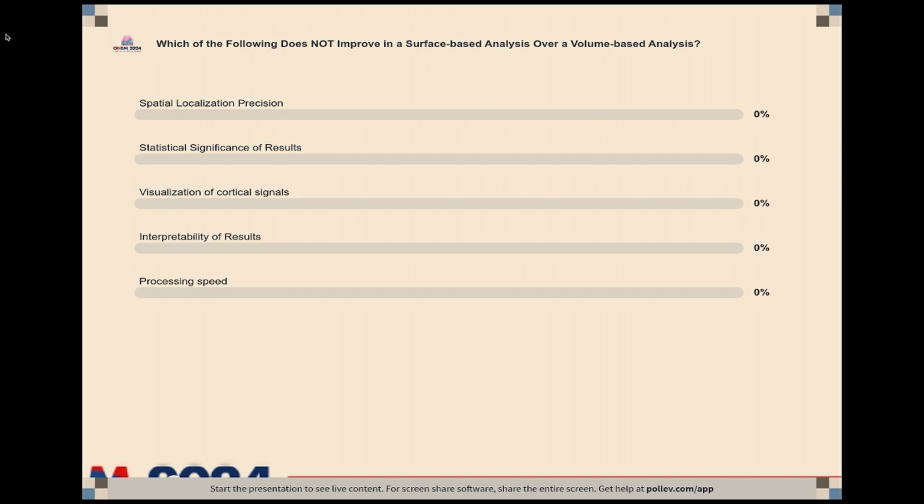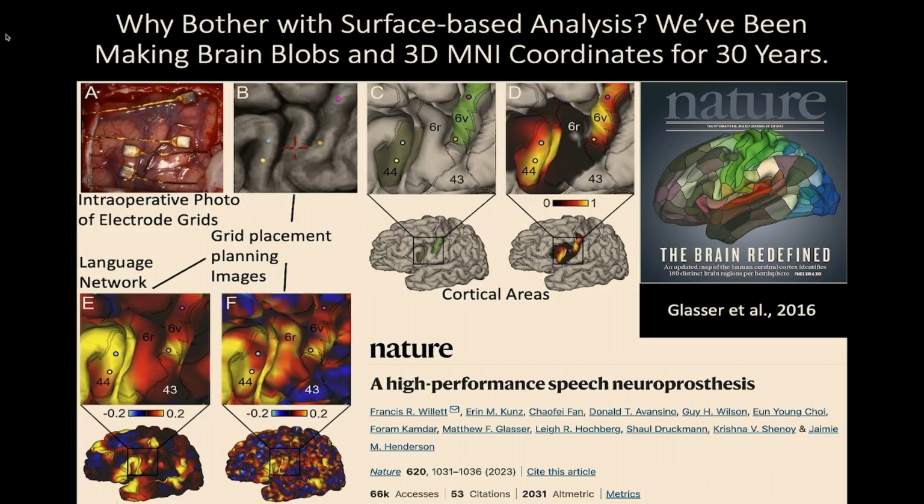Various things improve with surface-based analysis over volume-based analysis. Spatial localization precision is one of the biggest ones. Statistical significance of results will improve. It's easier to visualize cortical signals, and easier to interpret them when you're looking at them on the surface. But oftentimes, surface-based analyses take a bit longer because you have to reconstruct the surface meshes and segment the brain. But then downstream steps actually can be faster.